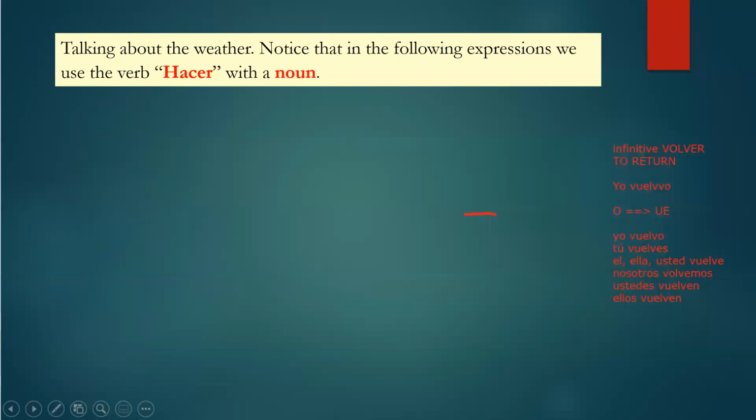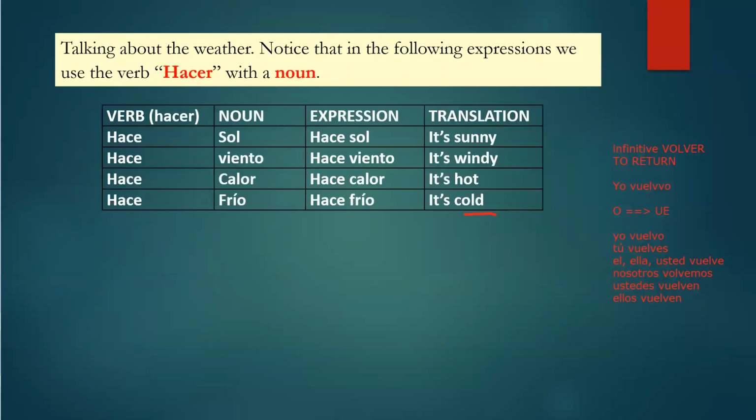Now you have to notice something here that is important. When we talk about the weather, sometimes we use this verb hacer, which means to make, to do. So in English, you say it's sunny, so you use the verb to be. It's windy, it's hot, it's cold. Sometimes in Spanish, we use hacer. So hace sol, it makes sun. So this is the verb in third person. This is the noun, this is the sun. So it makes sun, hace sol, it's sunny.